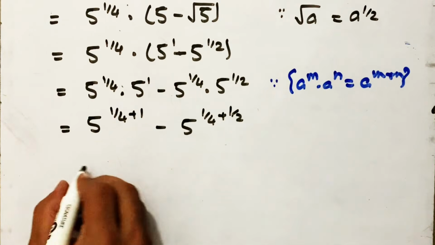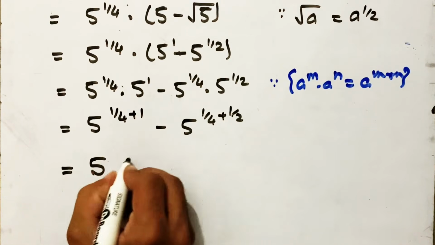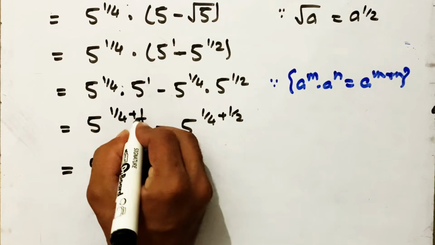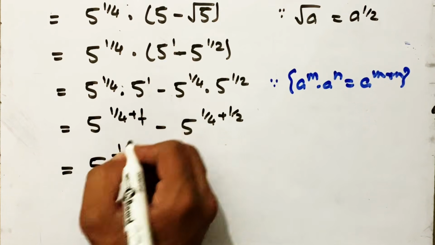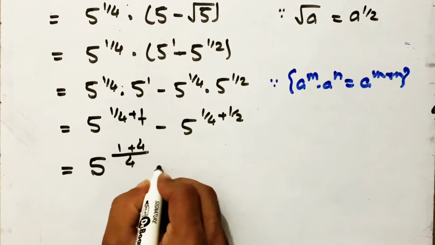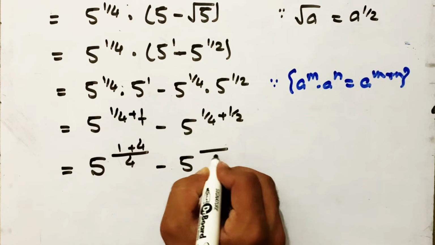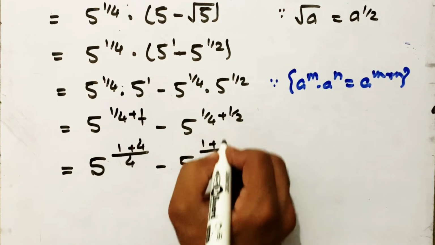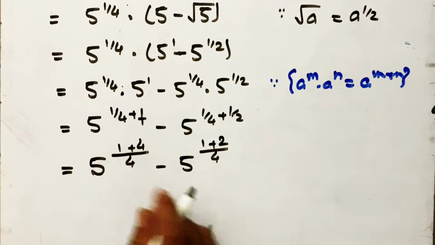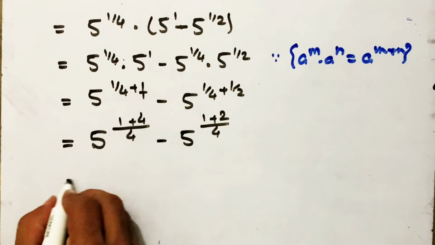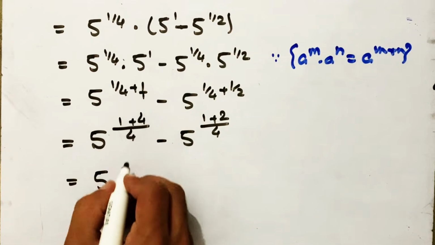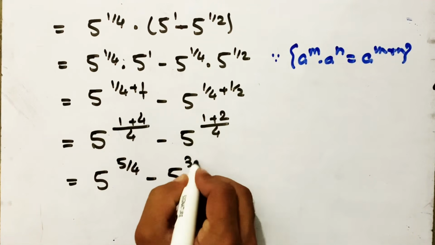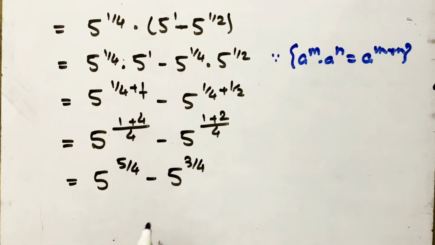So our equation is 5 to the power of 1 by 4 plus 1 is 5 by 4, minus 5 to the power of 1 by 4 plus 1 by 2. Taking the LCM, the result is 5 to the power of 5 by 4 minus 5 to the power of 3 by 4. So we get the final answer here.